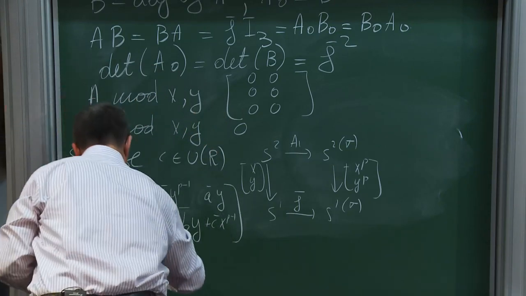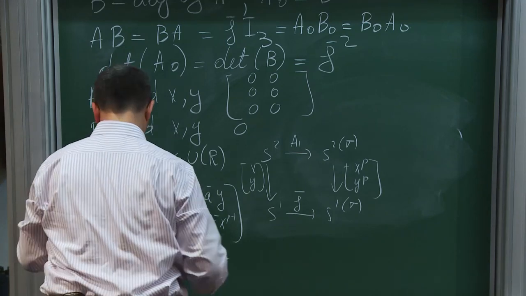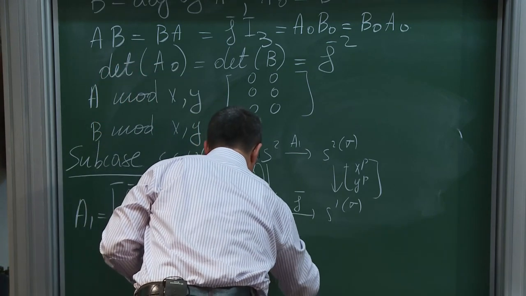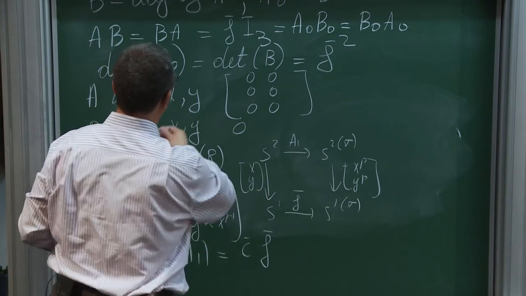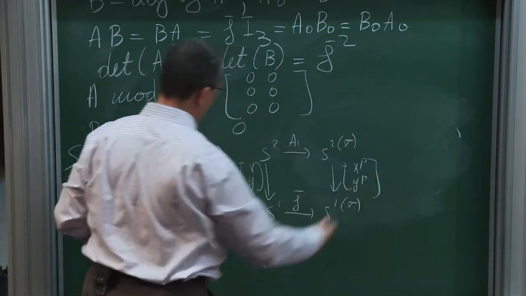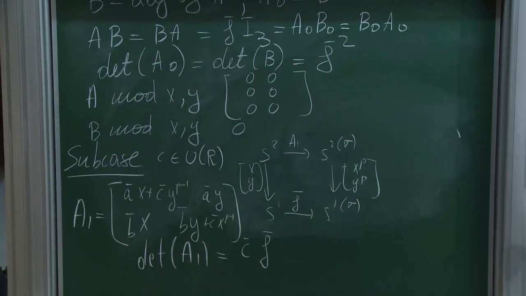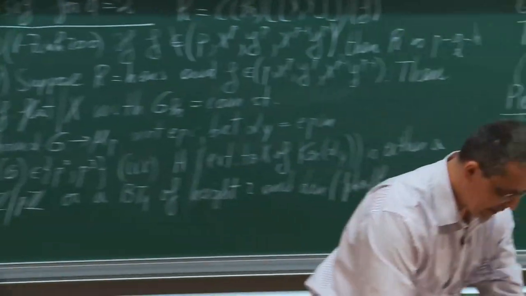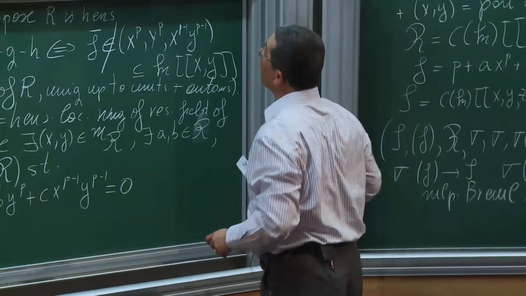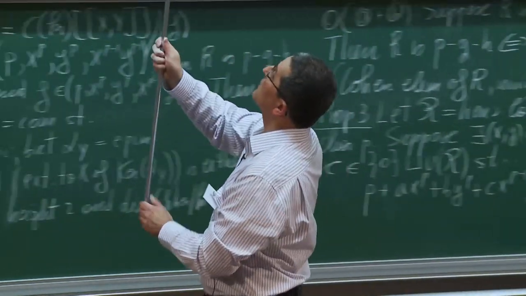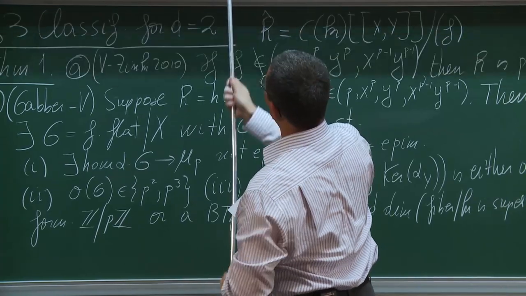And in this case, the determinant of A1 is going to be C bar times F bar, but C is a unit, so what we get here, the co-kernel, is going to be annihilated by F bar because this is a unit. Okay, so this is basically how one proves this case, and the general case is pretty much standard.